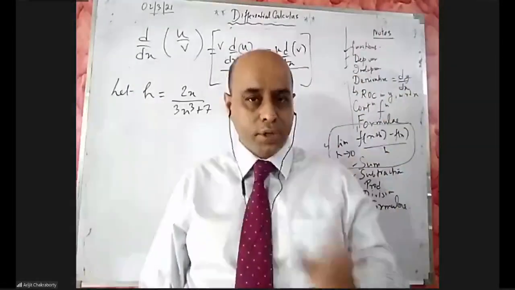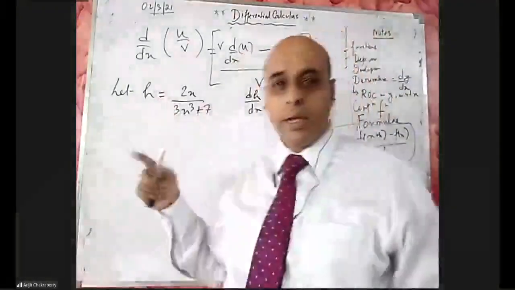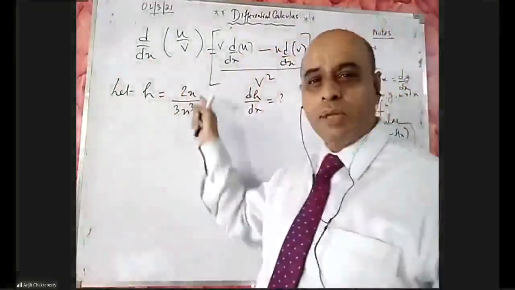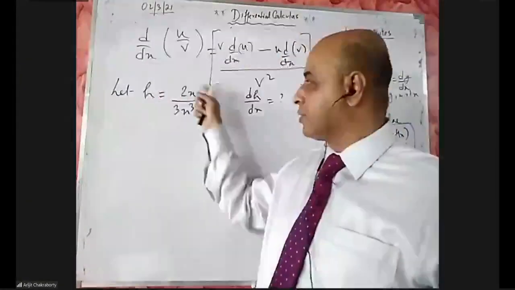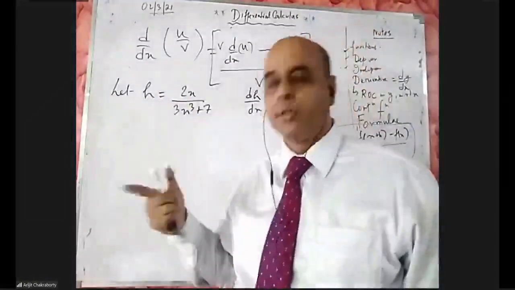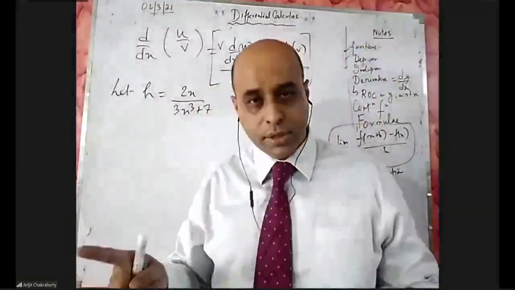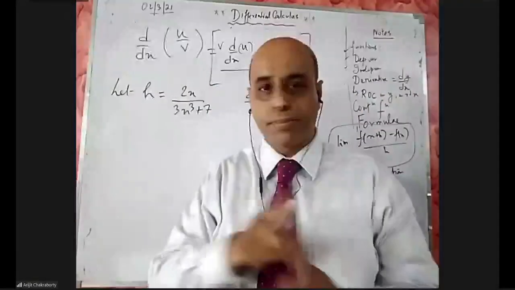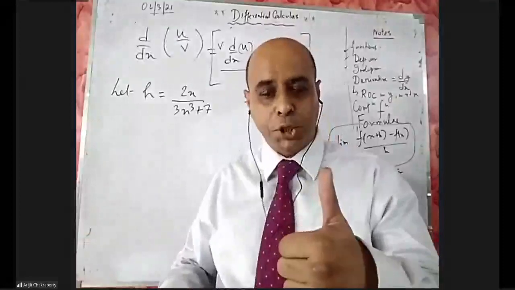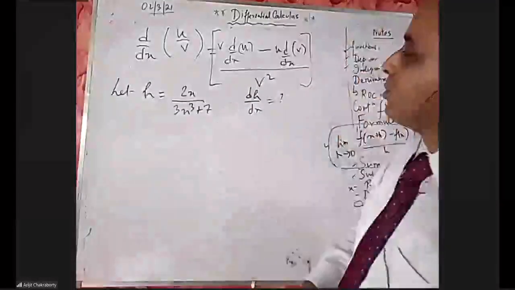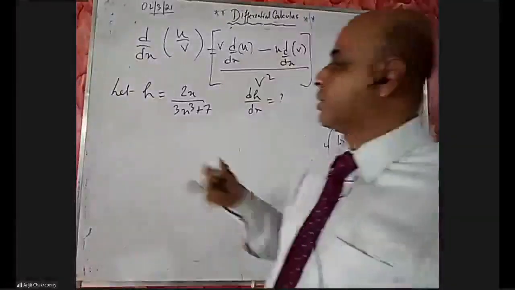Is it addition? No, there's no addition. Any subtraction here? No. It's a fraction like 3 by 6 or 3 by 8. A fraction means division. So I know that I have to use the division formula, right? Multiplication not the case, addition not the case, subtraction not the case. It is a case of division, right? So I will use the division formula. Clear? So let me just try it out.